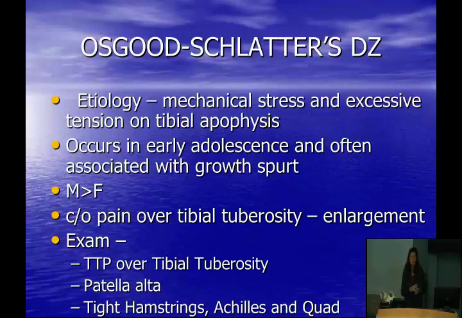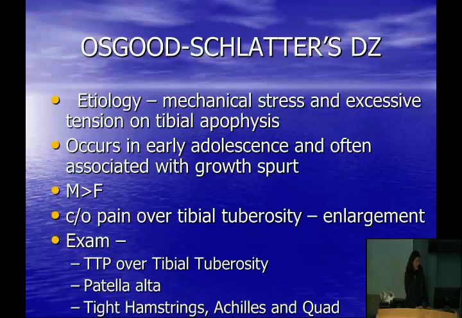Osgood-Schlatter's, these kids do huge growth spurts, and their bone grows faster than their tendon can adjust. And so what happens, it pulls on that growth plate, causes a lot of pain, a lot of inflammation, and then when it stretches out, it kind of goes away. So you see this cyclical pain up and down. That is classic for apophysitis.